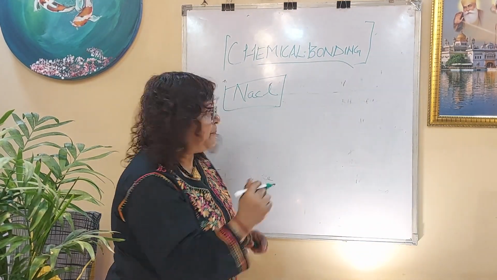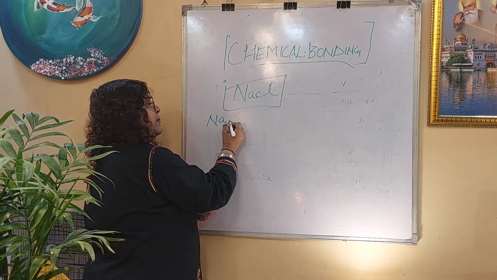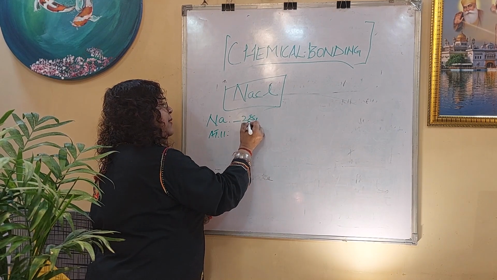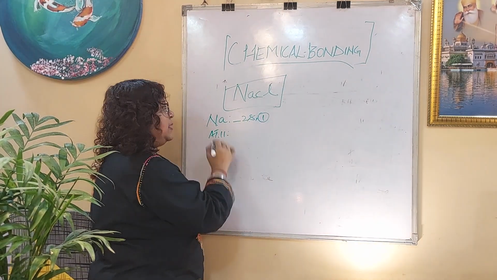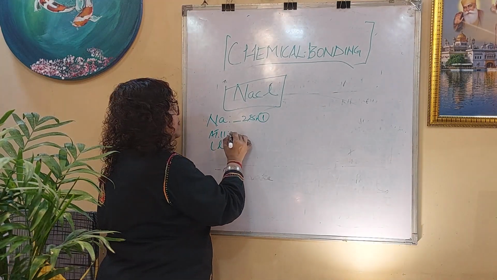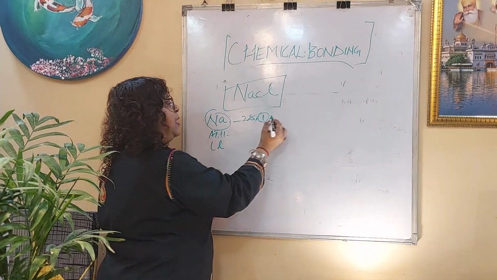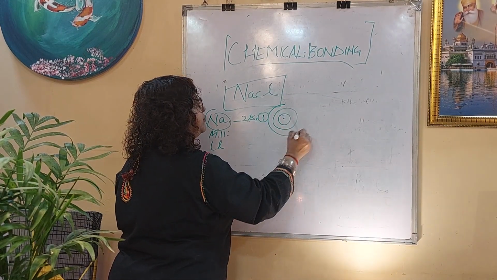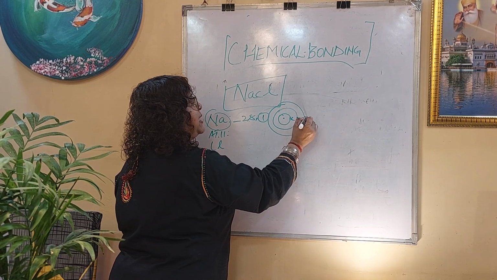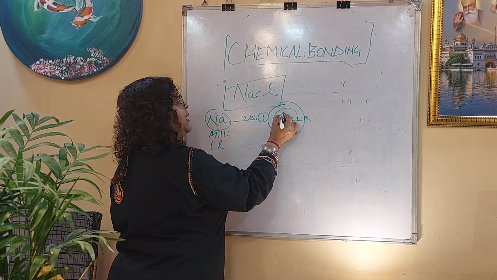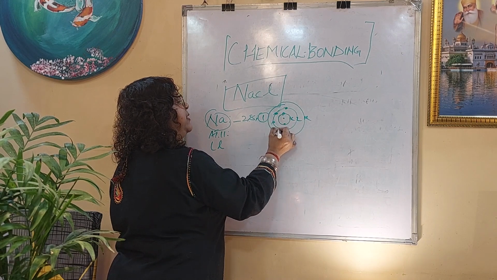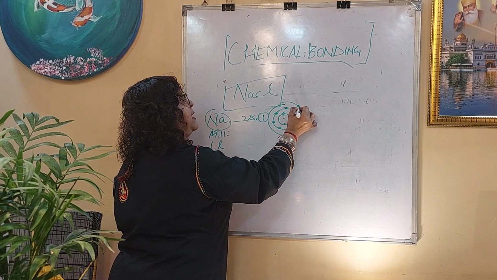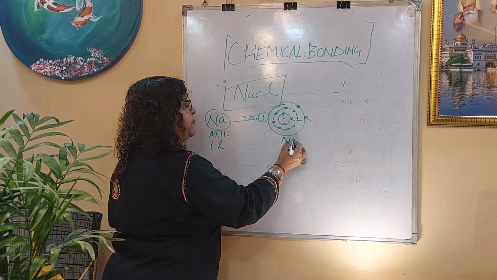Now sodium, if you take it, atomic number 11, distribution 2, 8, 1. Got it? Sodium. Chlorine. So this sodium, if it has to donate its electron, K shell, L shell, M shell. Okay, 2 electrons in the K, 8 electrons here, 1, 2, 3, 4, 5, 6, 7, 8, and only 1 electron in the outer shell. This is sodium.